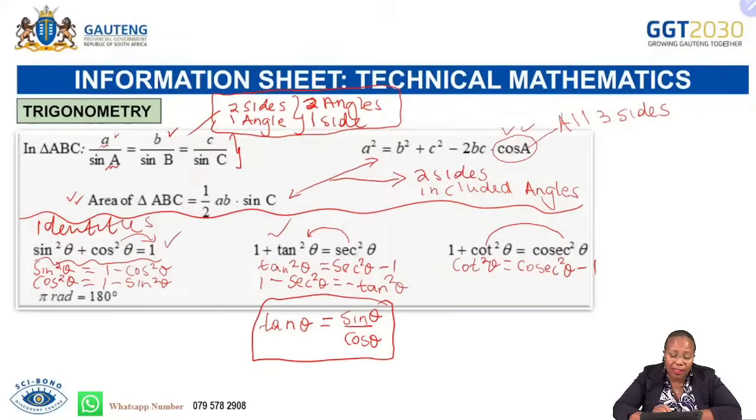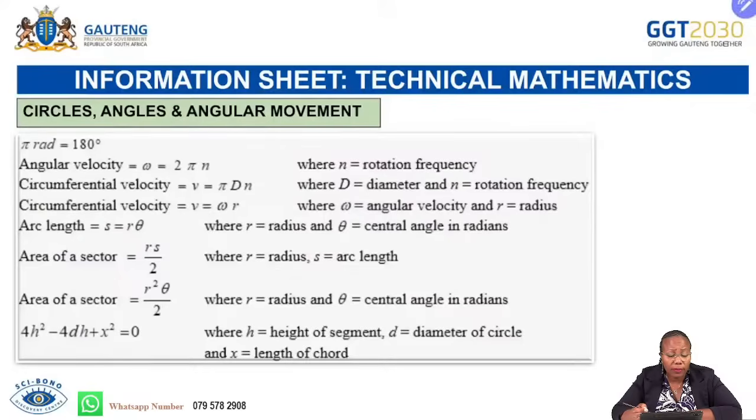But this one is a must. There must be squares on them before you can apply that identity. And remember now, a radian is equal to 180 degrees. 1 radian is equal to 180 degrees.